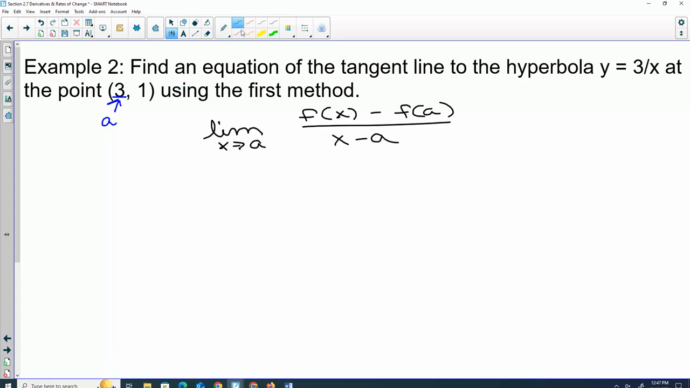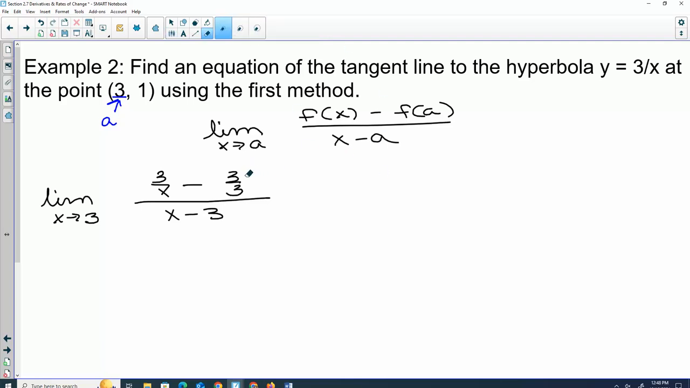So we are doing the limit as x approaches 3 of f of x, so 3 over x, minus f of a, which is just f of 3. You can write it as 3 over 3, or you can write it as a 1, doesn't matter, over x minus 3. Is everybody okay with this first one? Can I change my 3 over 3 to a 1? Will that confuse anybody?